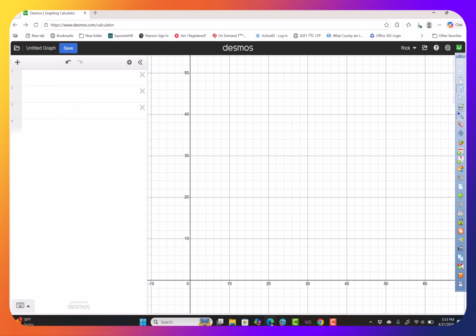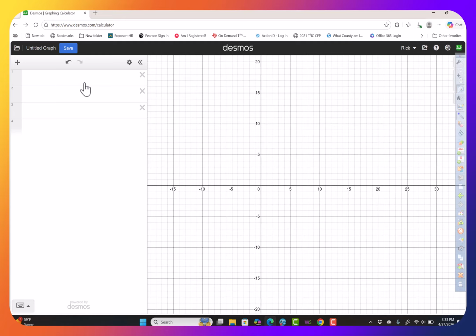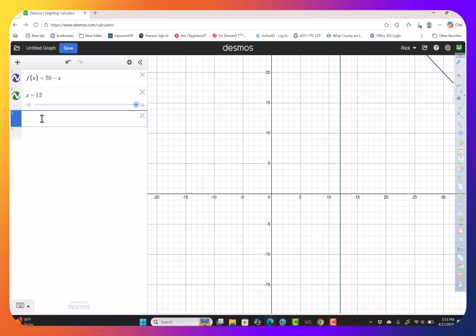Now, we did the graphing on a piece of graph paper. Could we also do it in Desmos? Absolutely. The Desmos graph is already set where it should be, so I'm going to reset that. So f of x equals 50 minus x, and then we can put in a vertical line here, and then g of x equals 16.